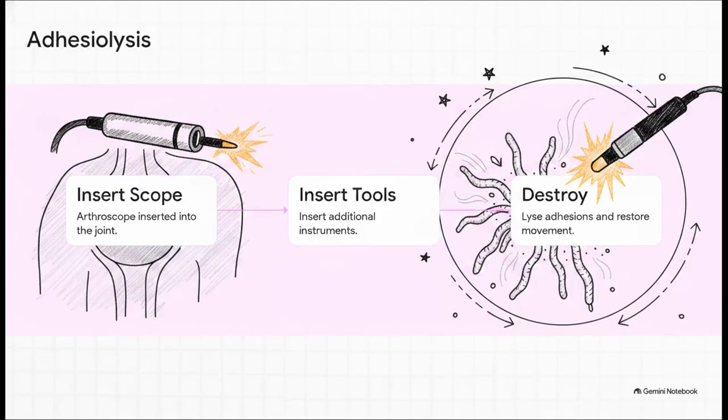To fix this, the surgeon introduces arthroscopic cutting instruments, very often a specialized radiofrequency wand. Imagine this glowing wand effectively slicing and just melting through thick, inflamed intra-articular adhesions.